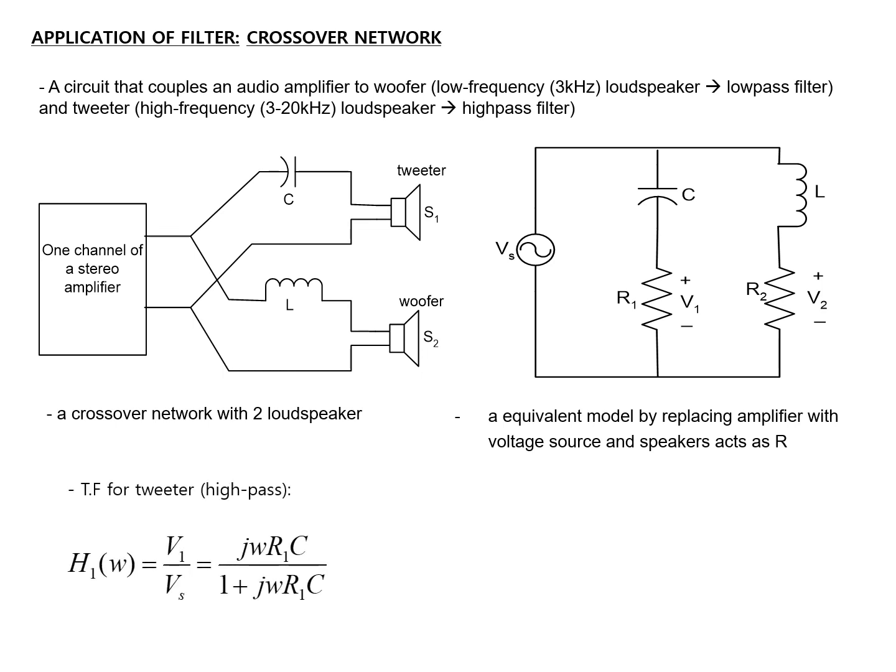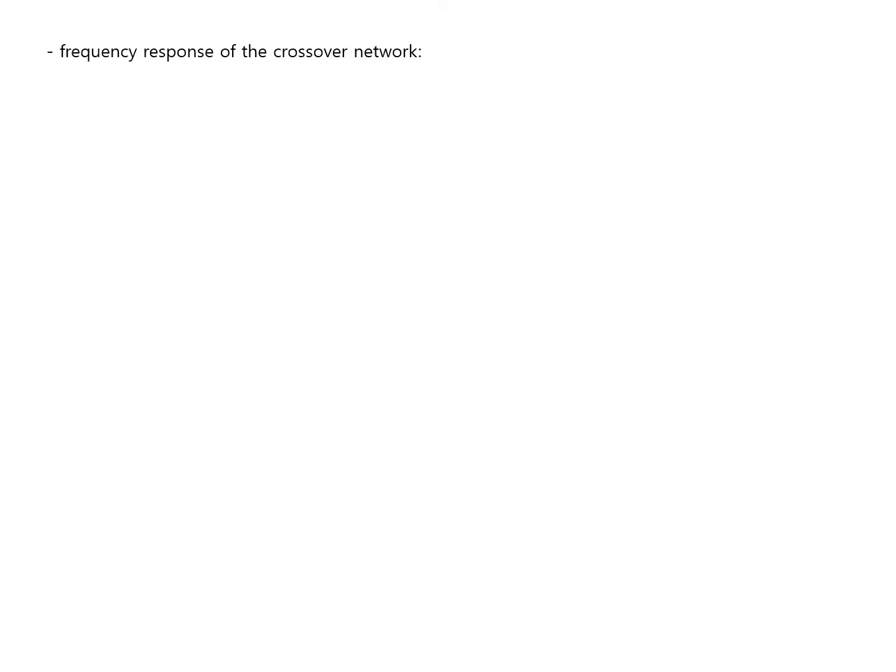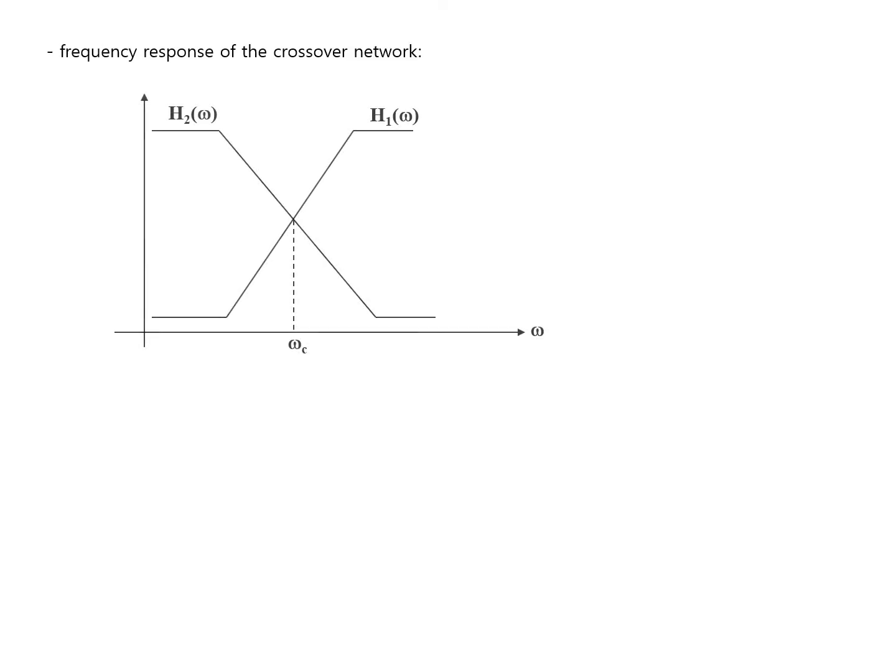For the tweeter, the transfer function is V1 over Vs, which is j omega R1C over 1 plus j omega R1C. And for the woofer, it is V2 over Vs, which is R2 over R2 plus j omega L. The frequency response for the crossover network is as shown.